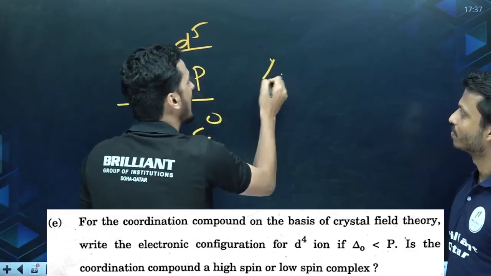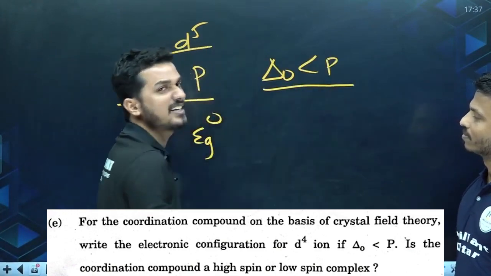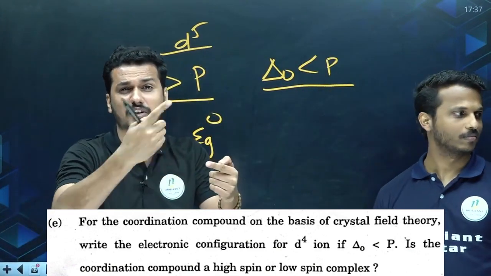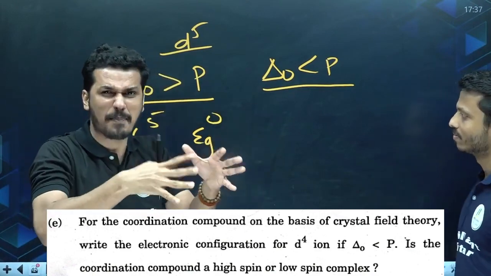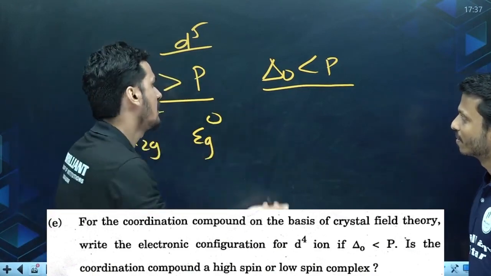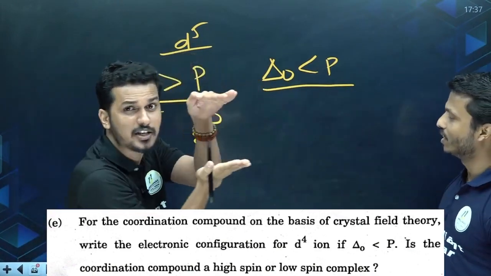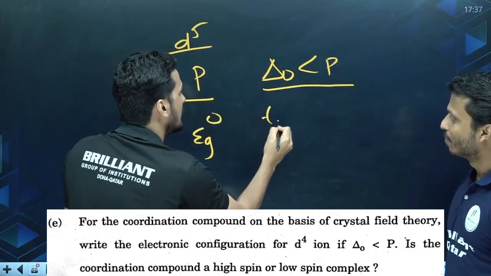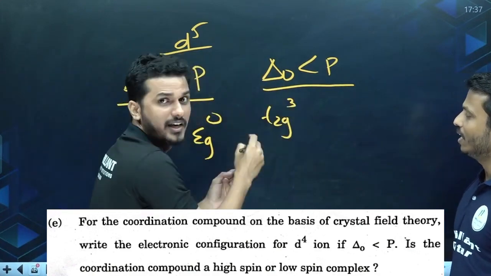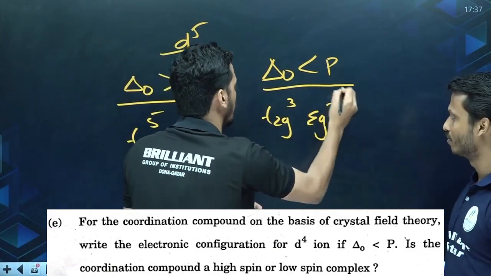Okay. And if delta O is less, pairing energy is more. Whenever the fourth electron comes to t2g, again there is a pairing. The repulsion is more, means the electron will go to eg, since that splitting is less. So that means t2g will be filled with 3, then 2 will go to eg.